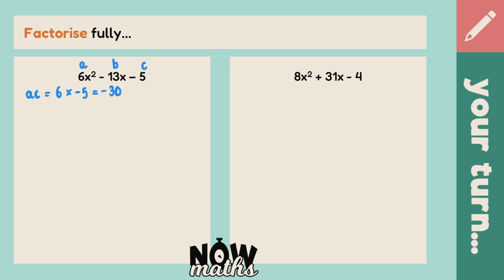We now need to find 2 numbers which multiply to give negative 30 and add to give negative 13. In order to multiply to give a negative number, we need one of the numbers to be negative and one of the numbers to be positive.